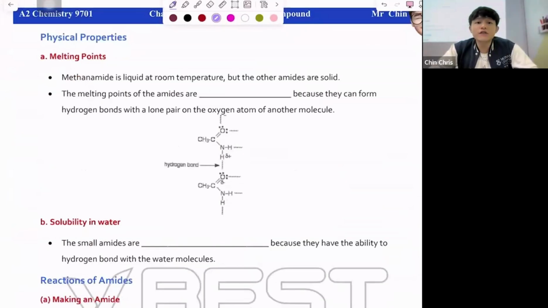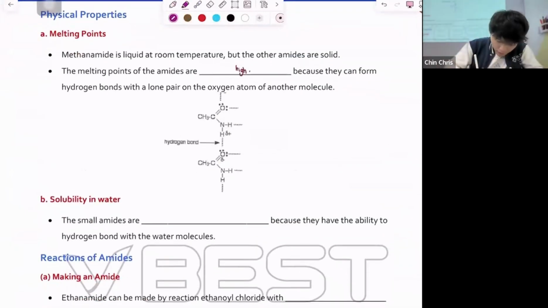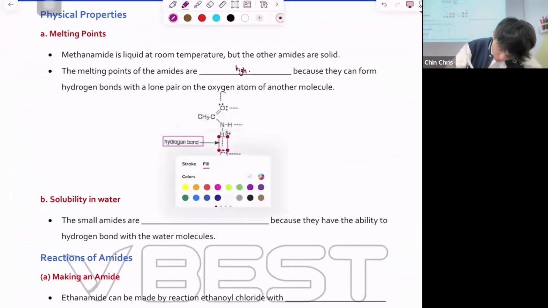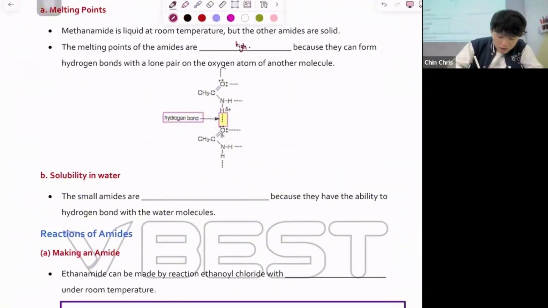All right, guys, next, let's look at the physical property. For melting point, most of the amides are solid. So, guys, the melting point of amides are high because they can form hydrogen bonding. So again, you can highlight your hydrogen bonding. You see that? Okay, next, amides are soluble in water, yeah.